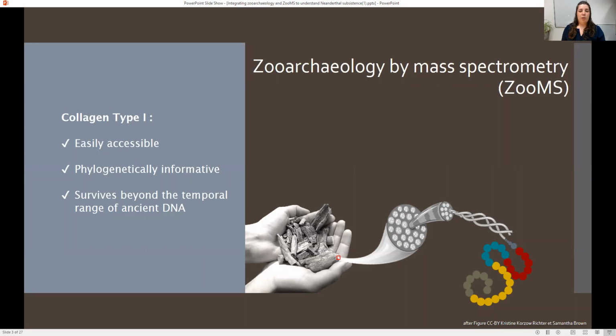Recent developments of biomolecular methods allow us to exploit the collagen preserved in bone fragments. Zooarchaeology by mass spectrometry is a minimally destructive proteomic method which focuses on unidentifiable bone fragments. The analysis of collagen protein type 1 provides a taxonomic identification based on protein amino acid sequence variation. Collagen type 1 presents the advantage of being easily accessible, phylogenetically informative, and survives beyond the temporal range of ancient DNA. This method allows us to finally exploit a large portion of bones preserved in Pleistocene sites.